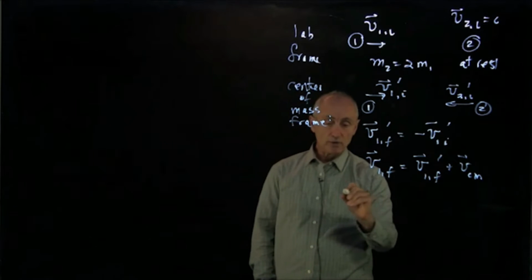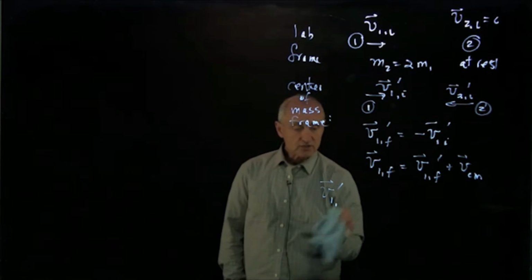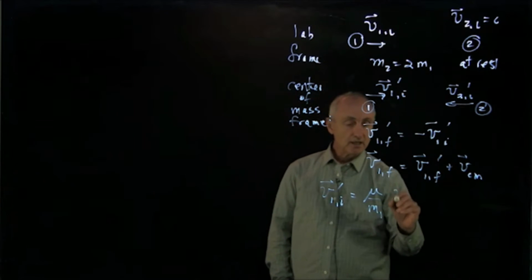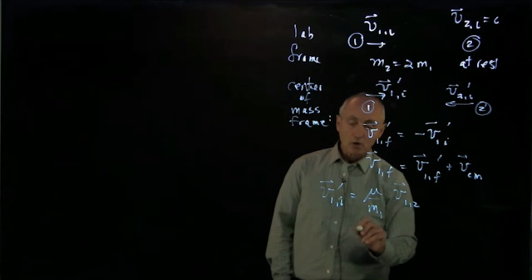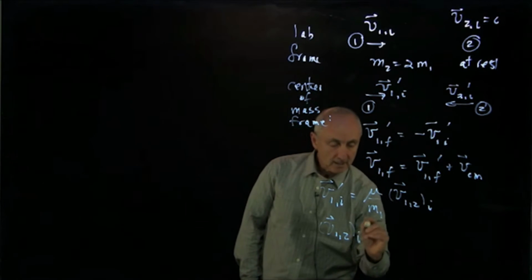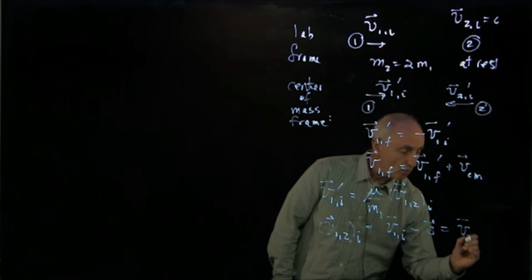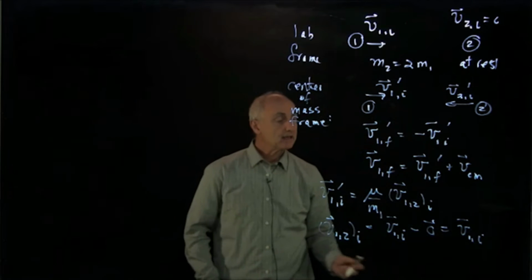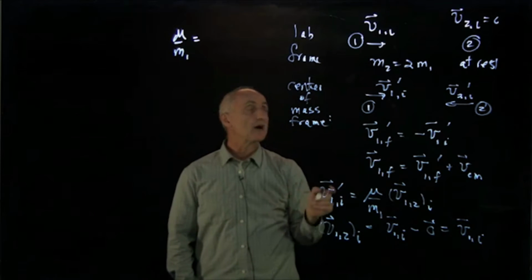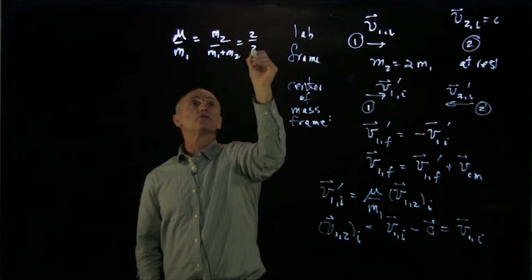And the key fact that we know is that V1 prime is equal initially to the reduced mass divided by M1 times V12, where V12 initial is just equal to V1 initial minus 0. So that's V1 initial. And the ratio, mu over M1, it's very simple to calculate that. That's just M2 over M1 plus M2. For our case, that's 2/3.